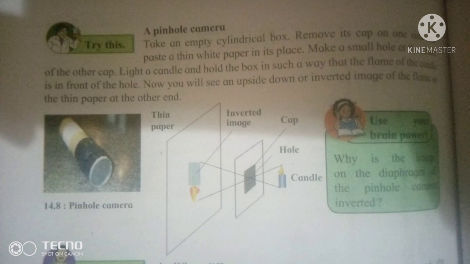Why is the inverted image formed on the thin paper? These are the properties of the image. The candle is in front of the cap, and the hole is in the cap. Light passes through the hole onto the thin paper and an inverted image of the candle is formed. That means an inverted image is formed on the thin paper.